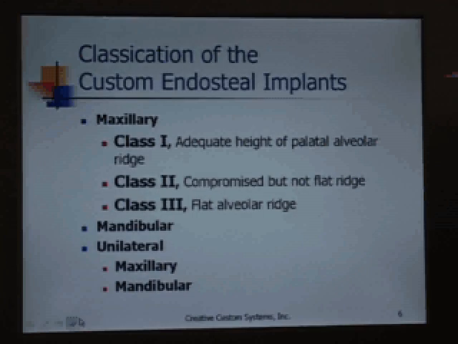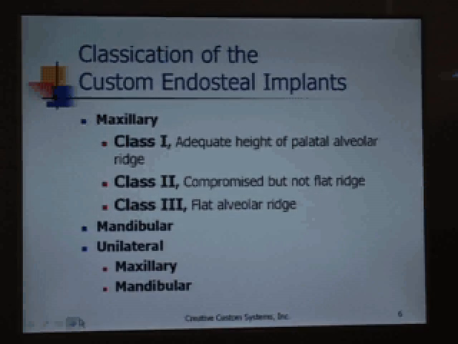The mandibular custom endosteal implant seems to work no matter what you do. You can use an uncoated Vitalium or acid-etched Vitalium, acid-etched titanium, or HA-coated titanium, but because of the density of the mandibular bone, any configuration seems to work. And on these implants, we're experiencing close to 100% success rate over the long period of time.